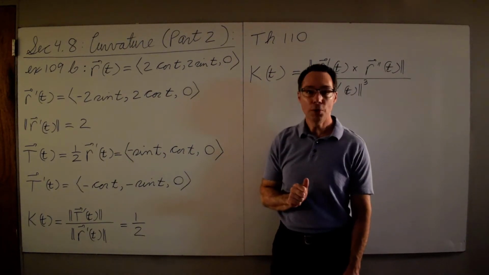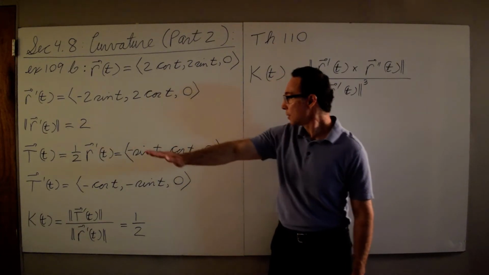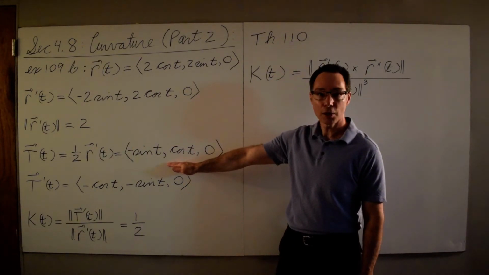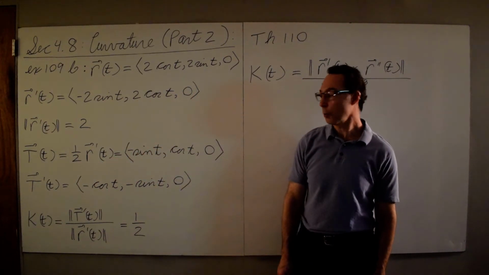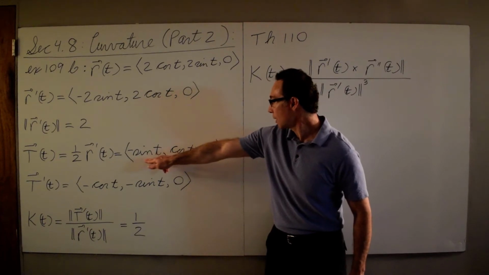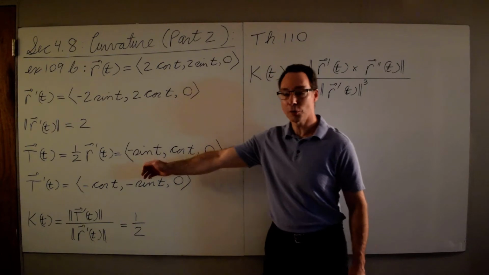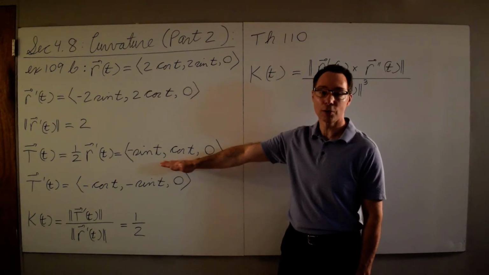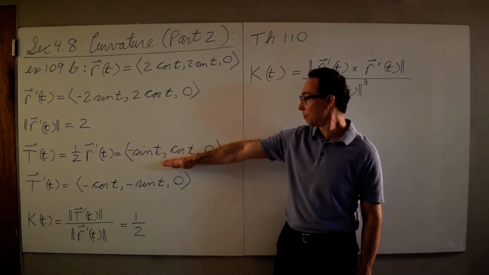The magnitude of r prime is 2, and so the unit tangent vector is 1/2 r prime. 1/2 r prime is negative sine t, cosine t, 0. This is the unit tangent vector, so this has to be a unit vector. This is a good place to stop and check your work, right? This should be a unit vector.